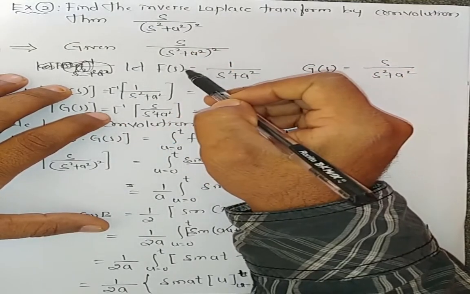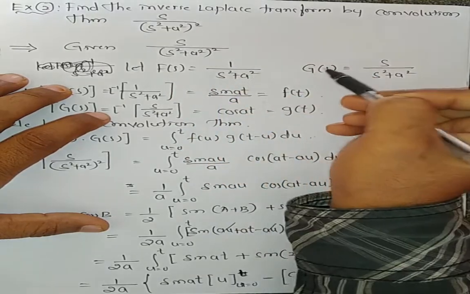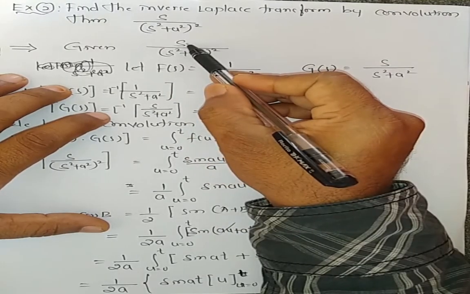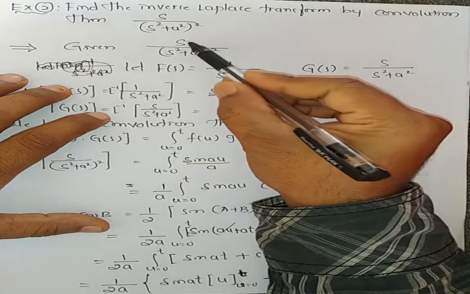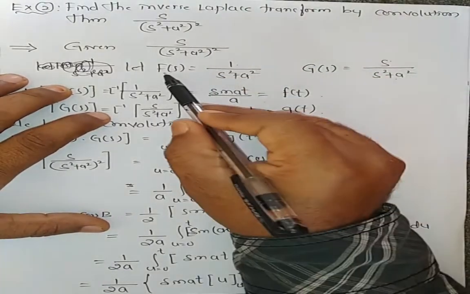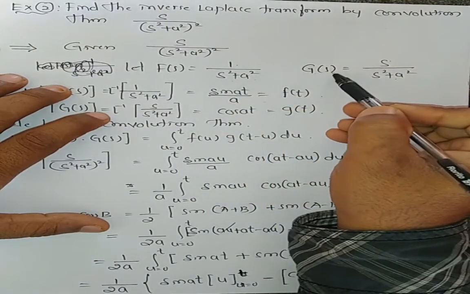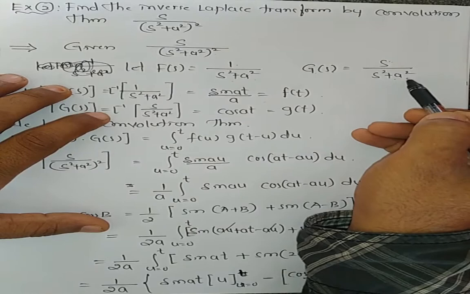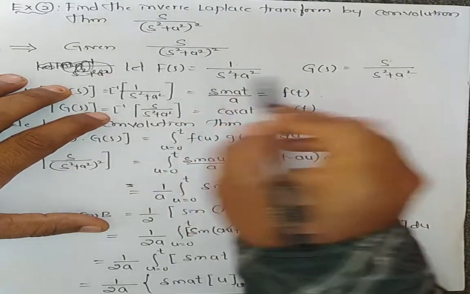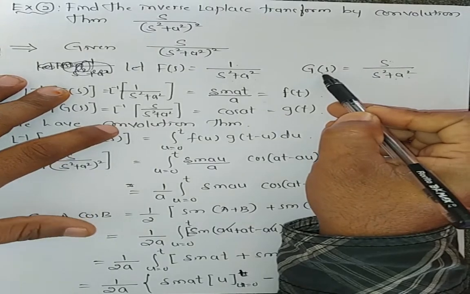Let f of s be equal to 1 divided by s square plus a square, one term here. Then g of s is s divided by s square plus a square, because I have not used s here, so in the second function you take s and one term here. So f of s is 1 divided by s square plus a square, and g of s is s divided by s square plus a square. After getting this, find the Laplace inverse of f of s and the Laplace inverse of g of s.